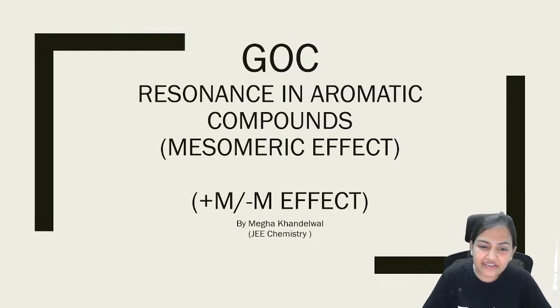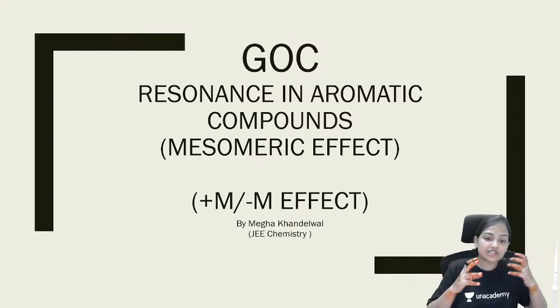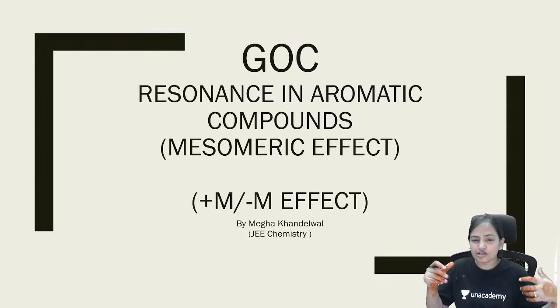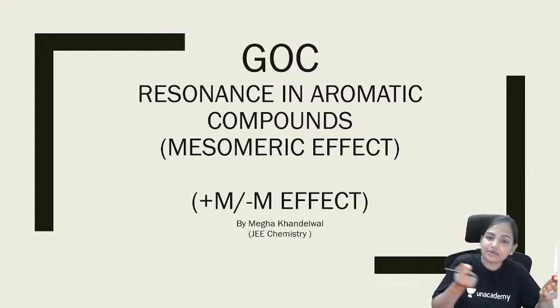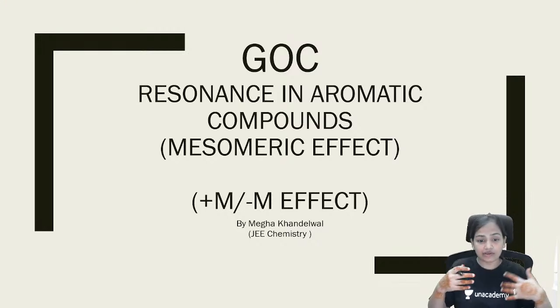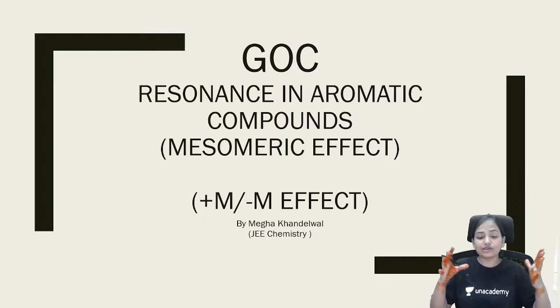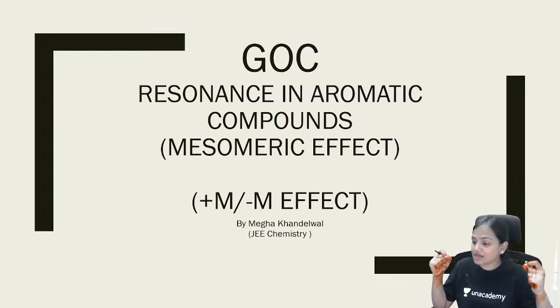Today we are going to talk on a very important topic from GOC, that is the Mesomeric Effect. What is the Mesomeric Effect? Many times students confuse between the resonating effect and the Mesomeric Effect. Are they different or the same? What is the minor difference between the two? The Mesomeric Effect is of two types, plus M and minus M, and we are going to look at what the plus M and minus M effects are.